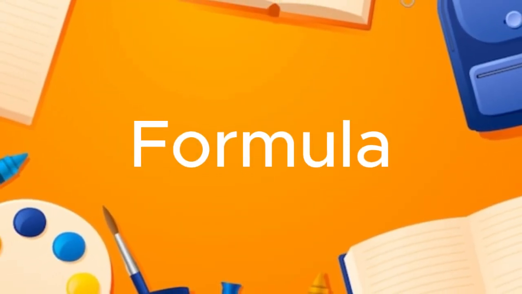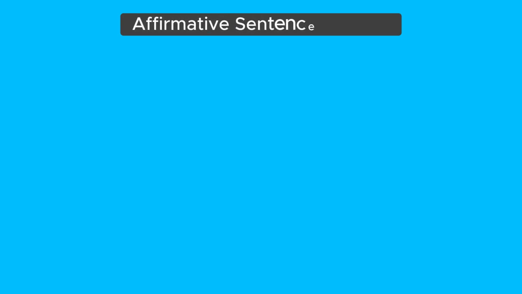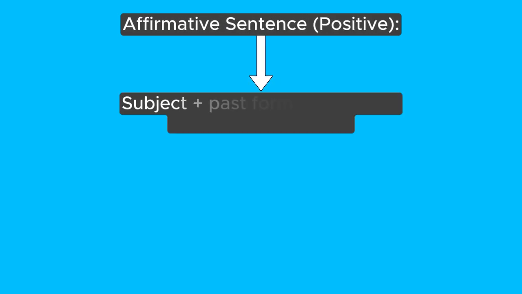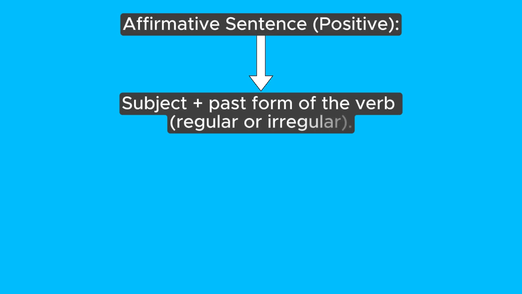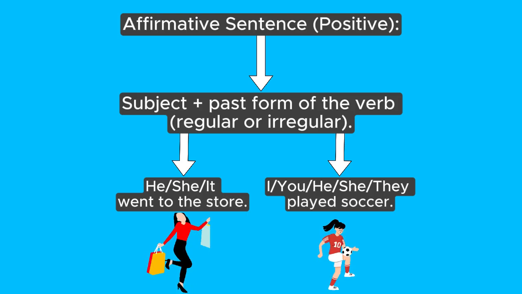Formula. Affirmative sentence, positive: subject plus past form of the verb, regular or irregular. I, you, he, she, or they played soccer. He, she, or it went to the store.